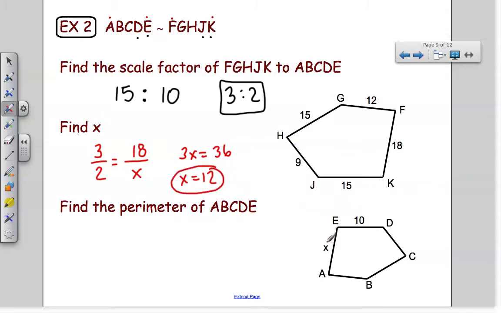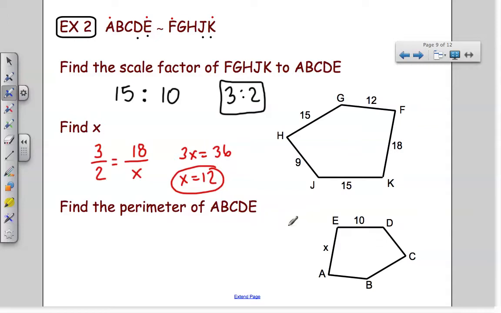And that seems reasonable. This side was a little bit longer. That looks good. Compared to that 10 to 15, 12 to 18 looks good. Still that ratio 3 to 2. And now this last one. So why was it important that perimeter is in the same ratio as the sides?